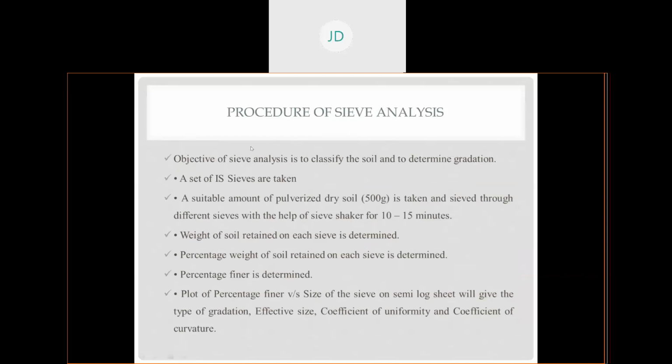What do you have to do? Mainly it is done for classifying the soil, or determining gradation, to find out the grade of soil. You have to take IS sieves, the standard sieves that we have already discussed. We have to take some dry or air dry pulverized, that is, powdered, soil sample. We need to take almost an average of 500 gram of dry soil sample.